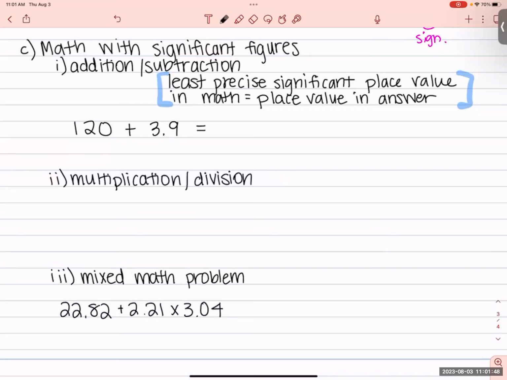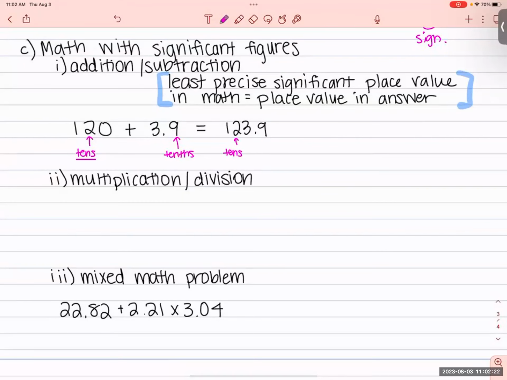So when I'm doing math with sig figs like this for practice, just go ahead and do the math. And let's look at the place values. The 0 is not significant. So the least precise significant place value is the tens place. This one, both are significant. So the least precise is the tenths place. So the least precise is tens. Tens is less precise than tenths.